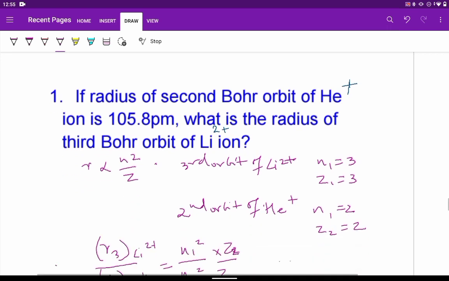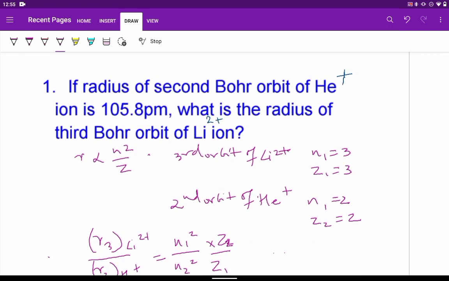Stating the first one. If the radius of the second Bohr orbit of He plus ion is 105.8 pm, what is the radius of the third Bohr orbit for Li2 plus ion? Okay, so there is a relation. r is directly proportional to n square by z. So for the third orbit of Li2 plus, z will be 3, n is 3.